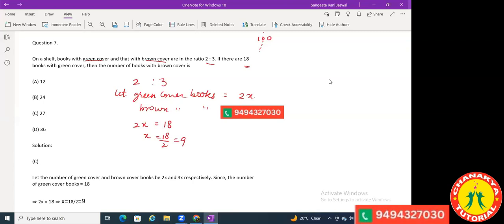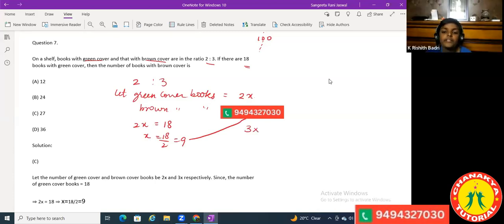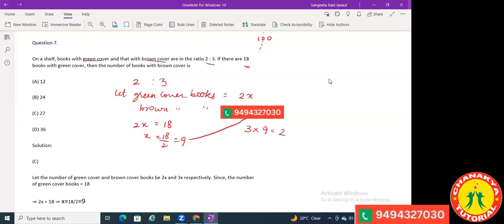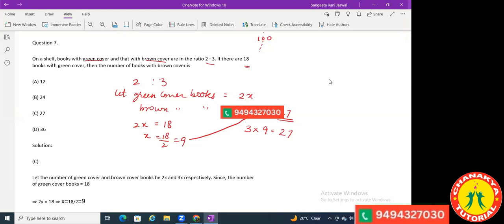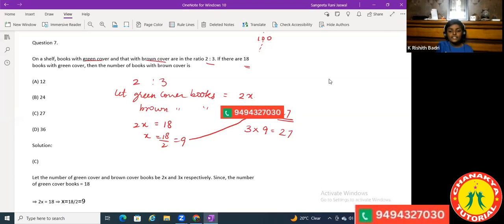Can I put this value of x in this part? So if I multiply 3 with 9, I get 27. That means my brown cover books are 27. Yes, ma'am. Here my brown cover books are 27. Understood? Did you get this? Yes, ma'am. I did it in the same way.